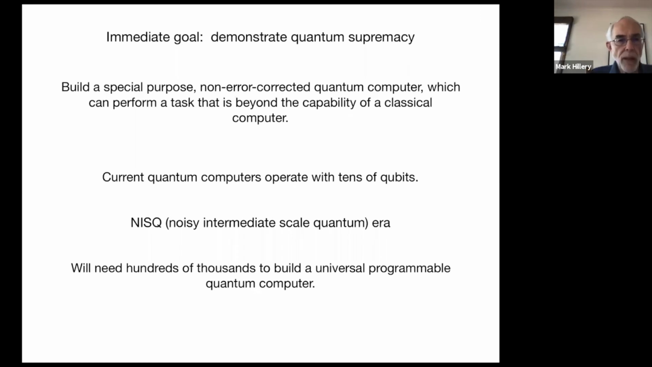So the idea is to build special purpose non-error corrected quantum computers that can perform a task that is beyond the capability of a classical computer, and that's exactly what the boson sampling experiment does. Current quantum computers operate with tens of qubits, 50 to 100 at this point. Our current situation has been termed by John Preskill of Caltech the NISQ era. That stands for noisy intermediate scale quantum. So that basically means you've got like 100 noisy qubits.